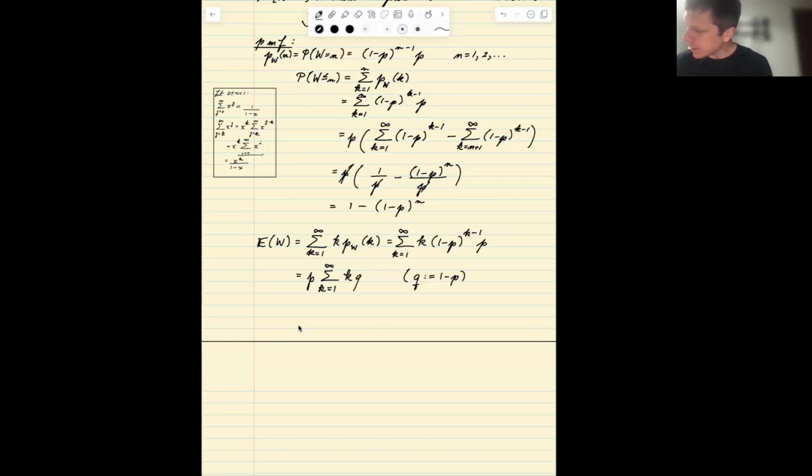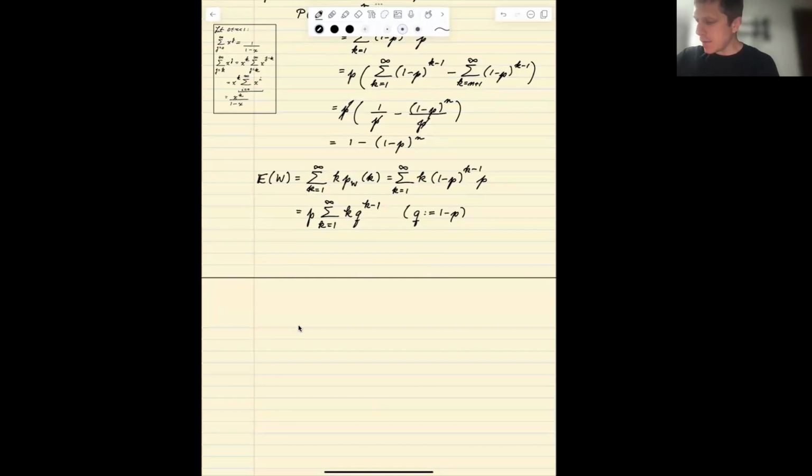Leave it at 1. We get q to the k minus 1. Okay. All right. So now, one thing to realize that's interesting here is if I have a constant k, then if I think about taking the derivative of this monomial q to the k, what is that derivative? Well, you take the exponent down and you reduce the exponent by 1. So you have k times q to the k minus 1. Well, that's exactly what we have here.